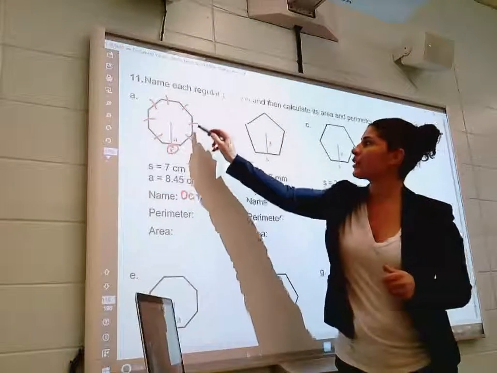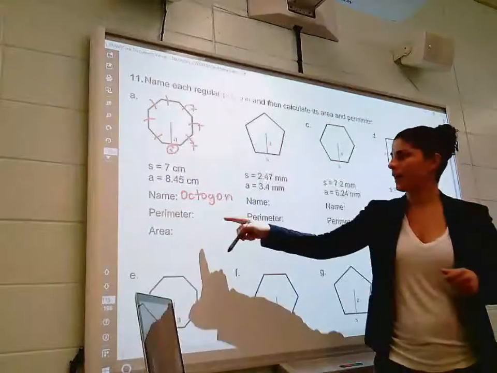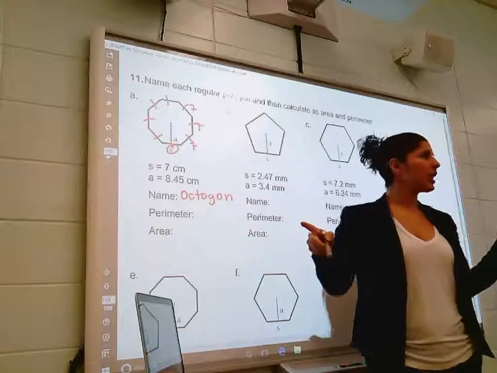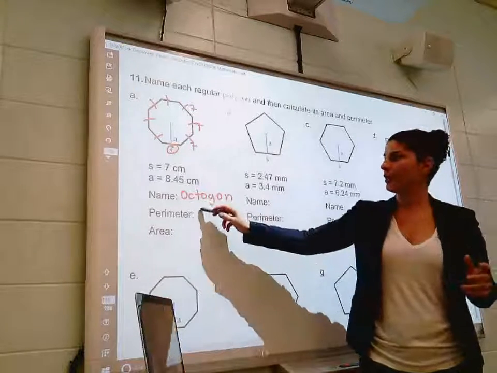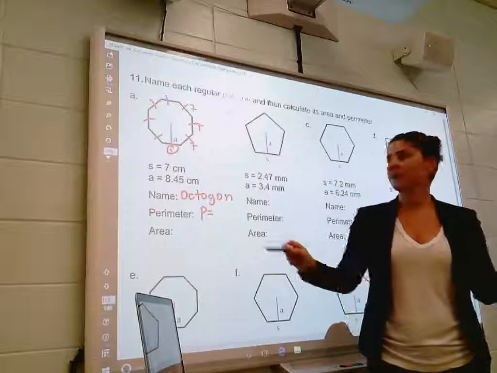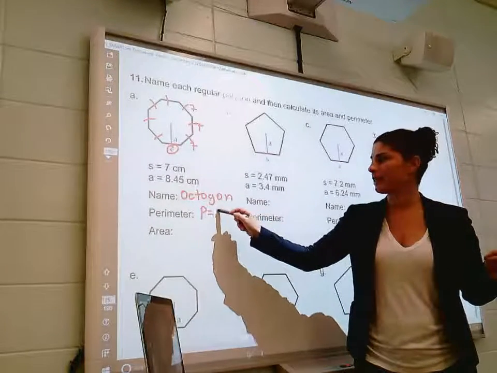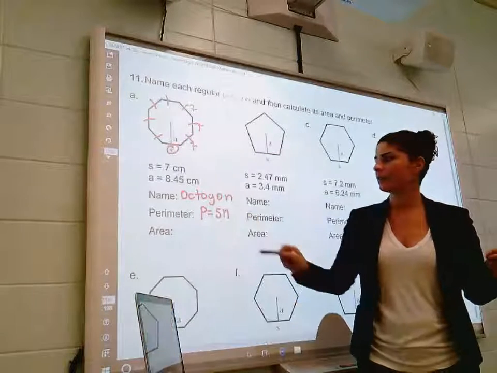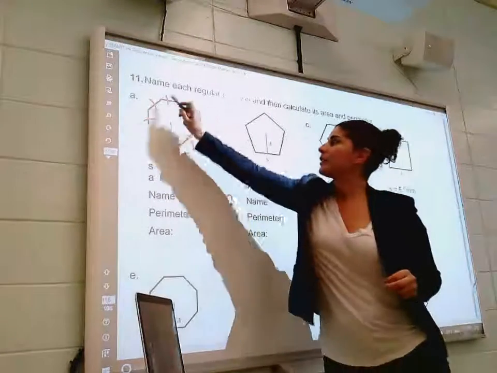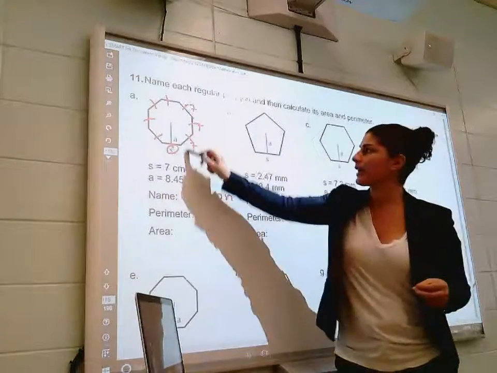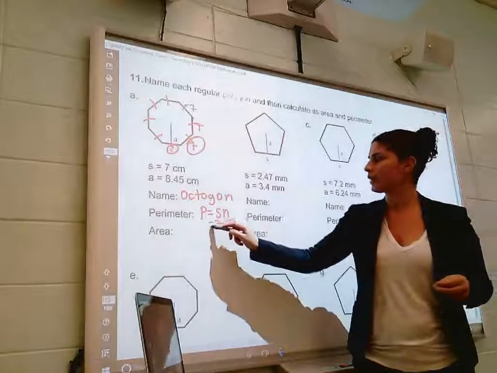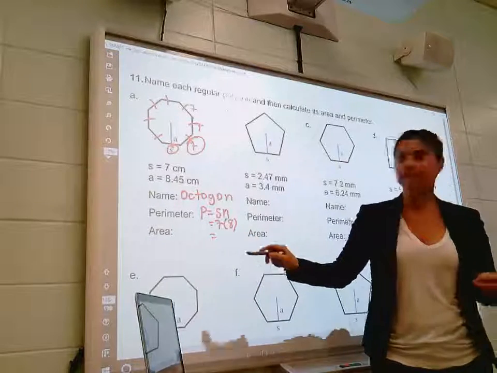So if each of these are 7, what is my perimeter? Well, I just have to do 8 times 7. So the perimeter is equal to 56. But how did I get it? I took the side length times the number of sides. SN. That's all I did. Side length times number of sides. The side length is 7, the number of sides is 8. So final answer, perimeter is 56.